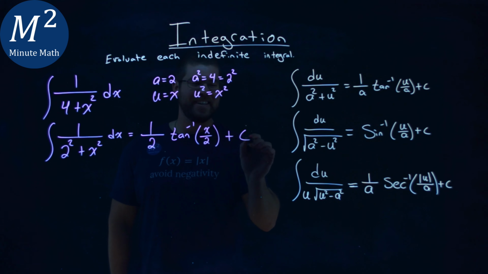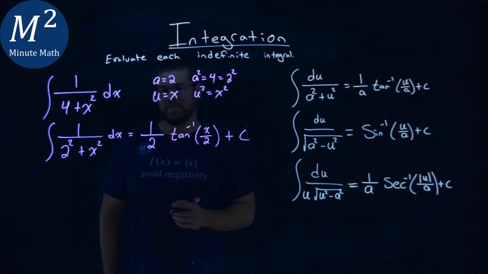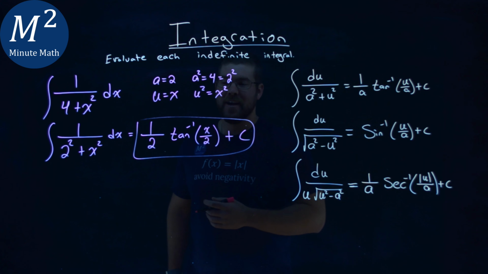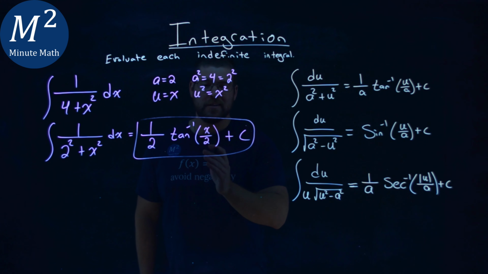Then we have a plus c. I almost said all over, but just a plus c. And that's it. We're all done with this problem, and our final answer again is 1/2 arctangent of x over 2 plus c.